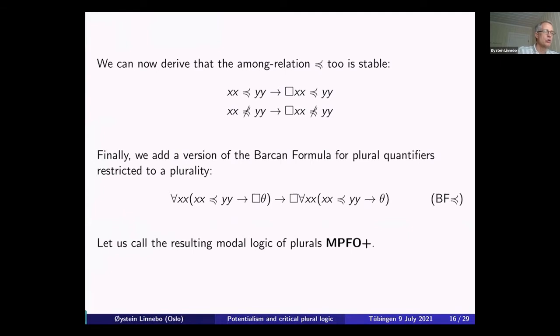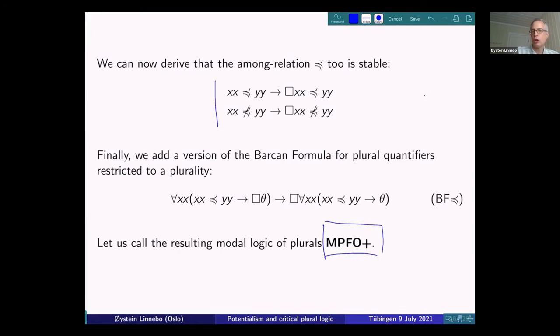And you can then get corresponding principles for the among relation. To be among some things, that too is stable, right? So if some things are among some others, then they will always remain so, even when the domain expands. And you have a version of the Barcan formula there too.